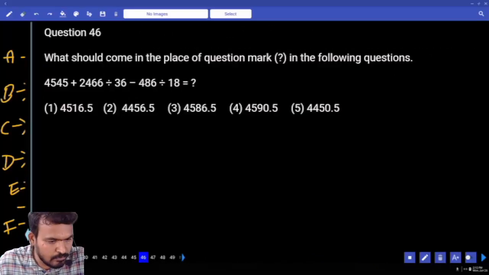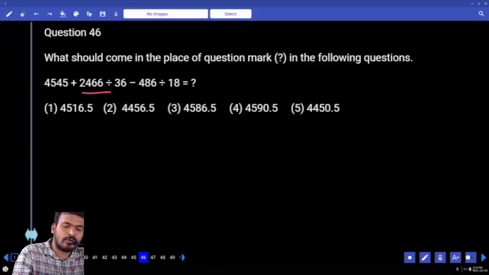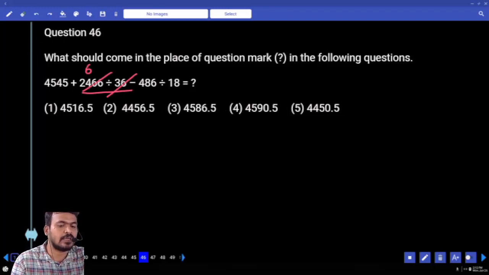Question number 46. Simplifications. What is the first one? 4545. What is the second term? 2466 divided by which one? 36. 36 times 6 is how much? 216. What is the remaining value? 306, sir. 306 means again 36, 5 times is how much? 180. What is the remaining?